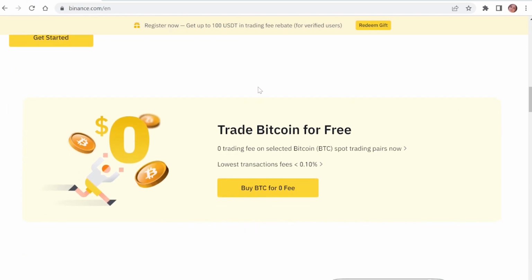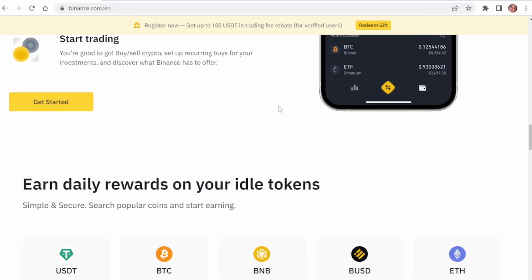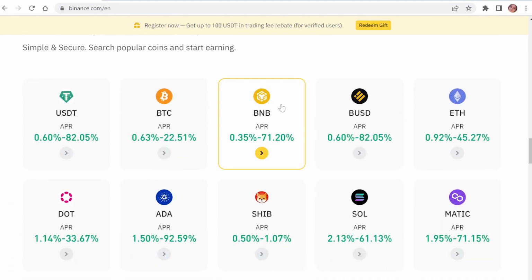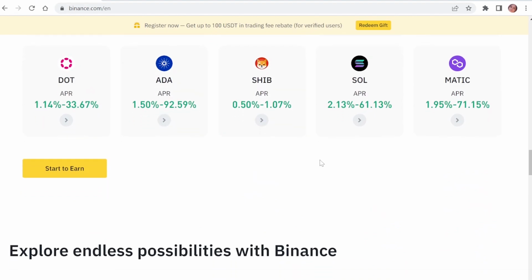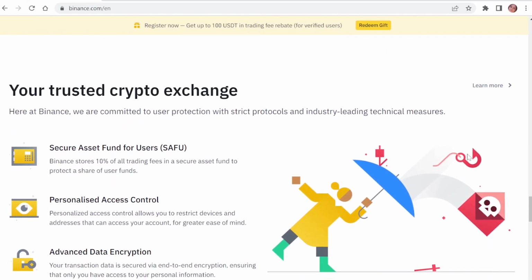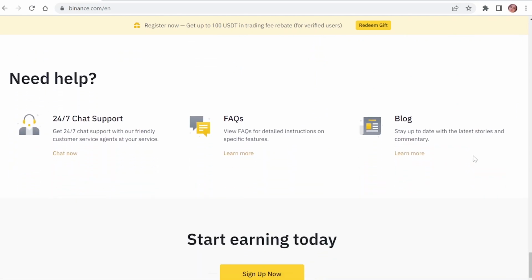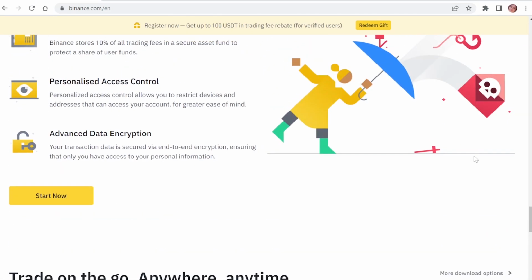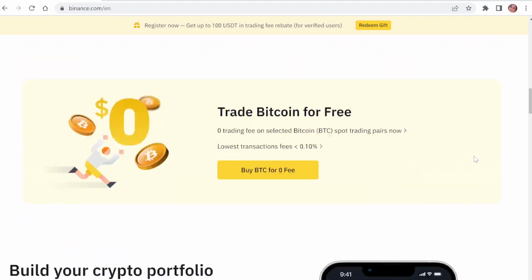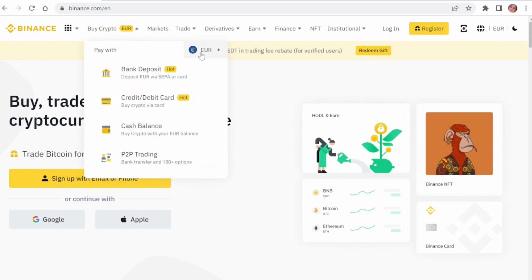BNB. In addition to spot trading, Binance offers a number of other products and services to users. These include margin trading, which allows users to borrow funds from the exchange to trade with leverage, and futures trading, which allows users to speculate on the future price of cryptocurrencies. Binance also has a decentralized DEX exchange platform called Binance DEX, which uses blockchain technology to facilitate peer-to-peer trading of digital assets.